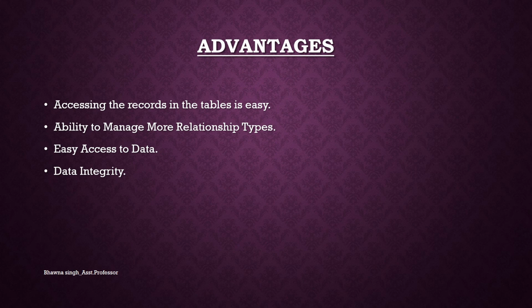Then the next is that it provides data integrity, because in the network model there is always a connection between the parent and the child segments. So it provides data integrity, and as we make any changes in the parent table, it will be reflected in the child table also. So it depends upon the parent-child relationships.